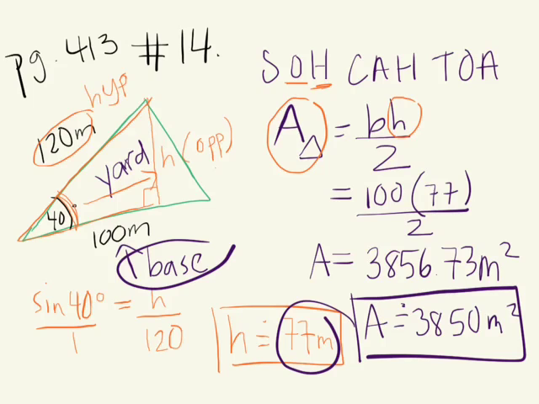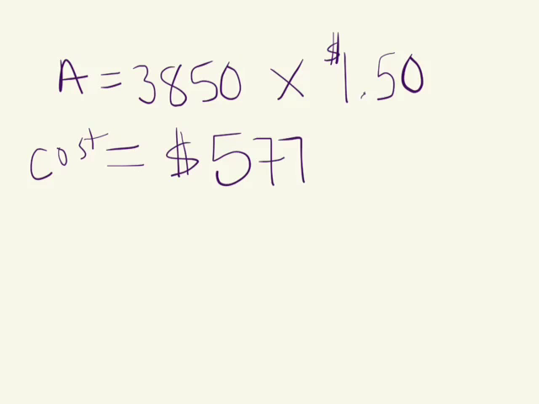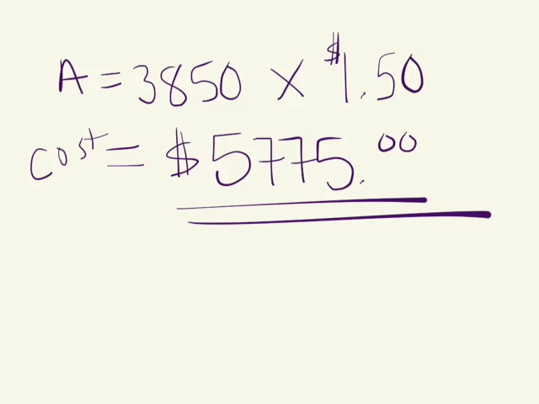Okay, we're also told that it costs $1.50 for every square meter of sod. We want to calculate the total cost. So we're going to take the total area, 3,850, times the cost per meter squared, and what do we get? The cost is equal to what? 5,775. Okay, so it's going to cost her approximately $5,775 to cover this area, to cover the lawn.